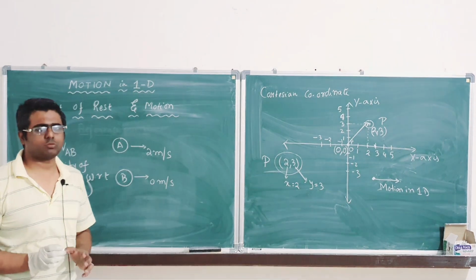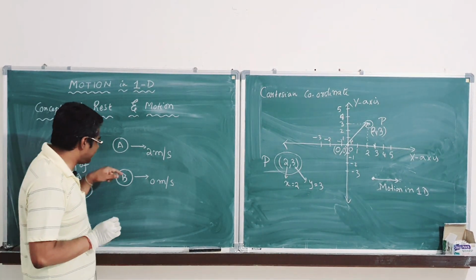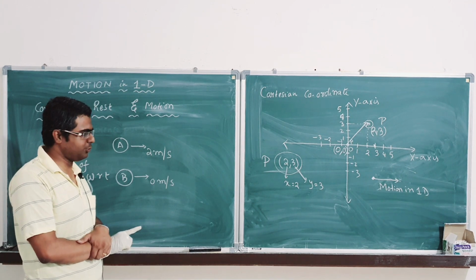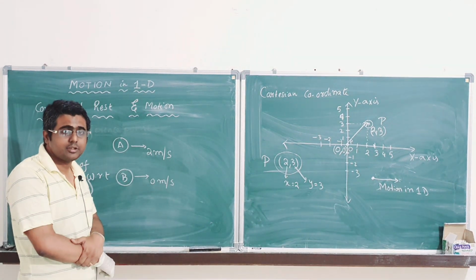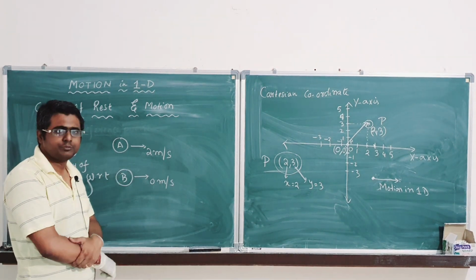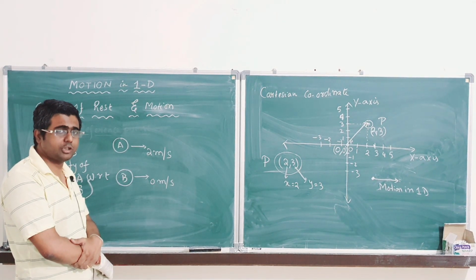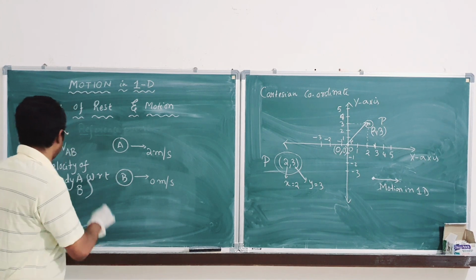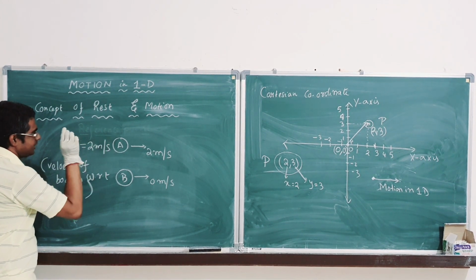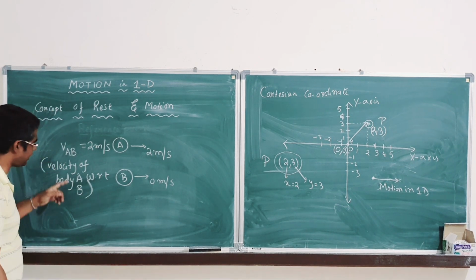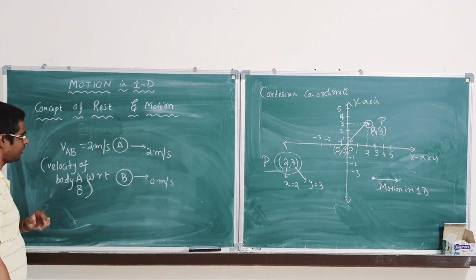At that moment, just think that you are sitting on B and watching A move. You are not moving, because B is 0 meter per second. So what is the velocity of A that you are seeing? It is 2 meter per second. So this is the velocity of body A with respect to B.